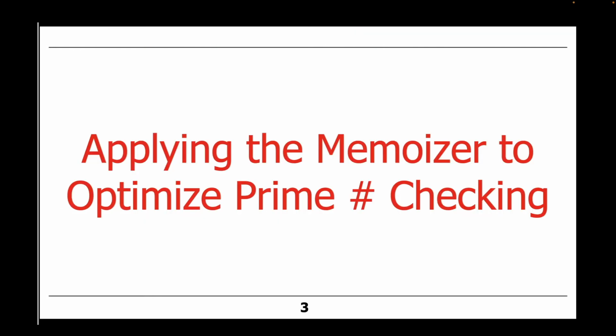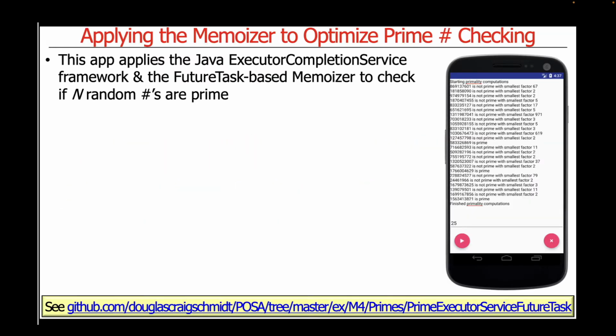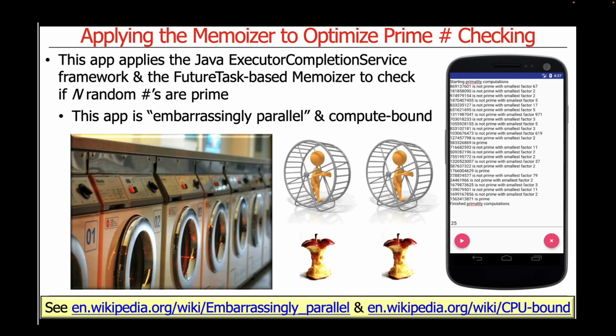Remember, the PrimeChecker app basically checks to see if random numbers are prime. And we're going to use the FutureTask-based Memoizer as part of this process. Just a quick recap. Remember, this app is embarrassingly parallel, which means you can leverage lots of cores, lots of threads, and it's also compute bound. Computing a prime number is not something that blocks on I/O.